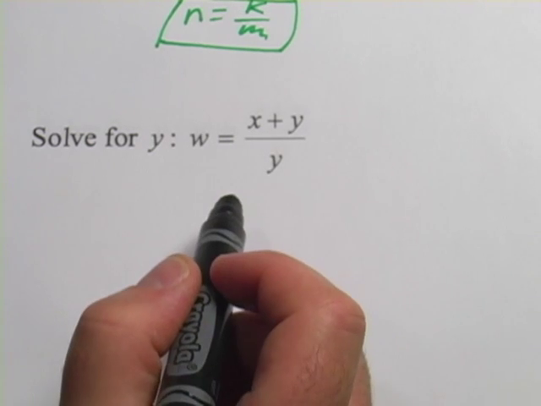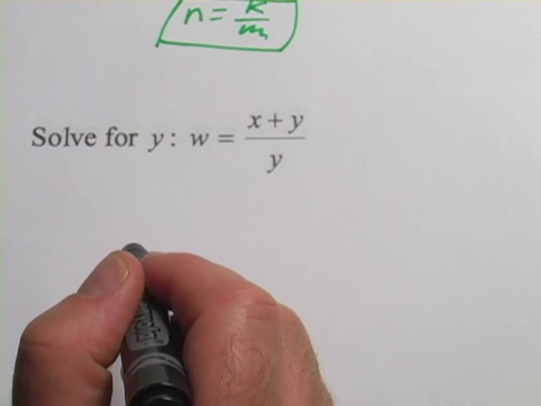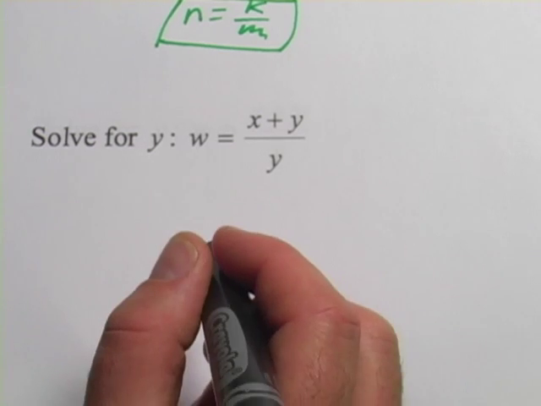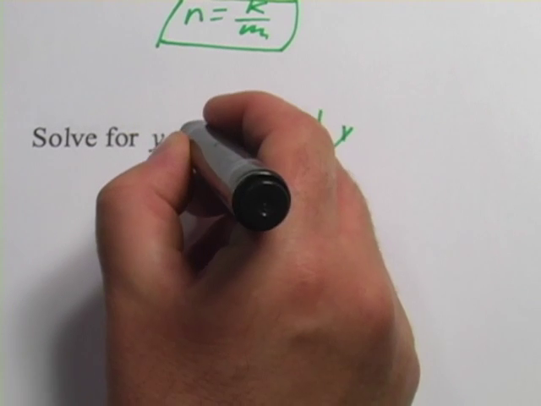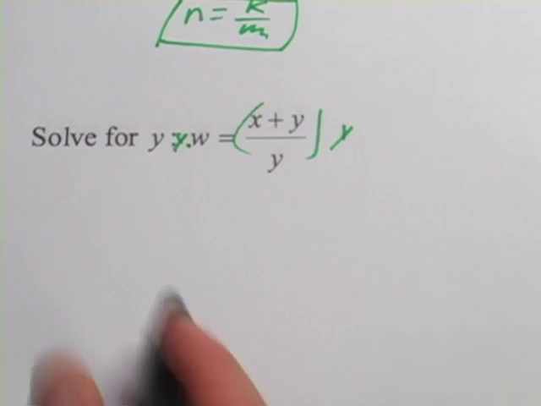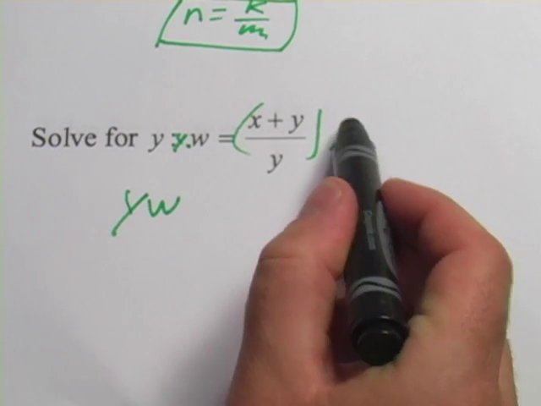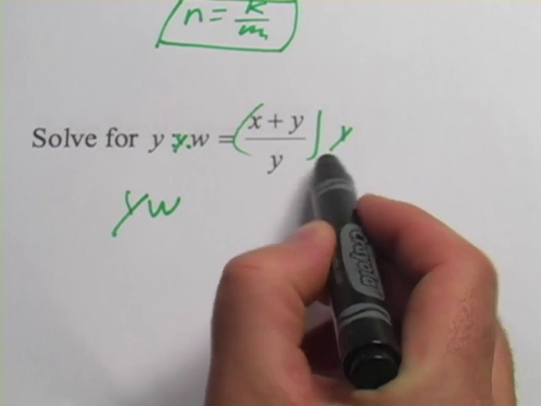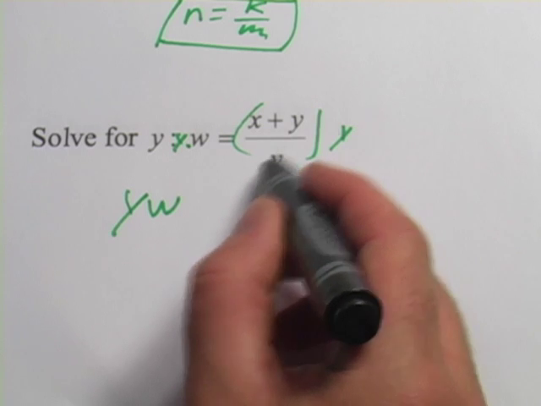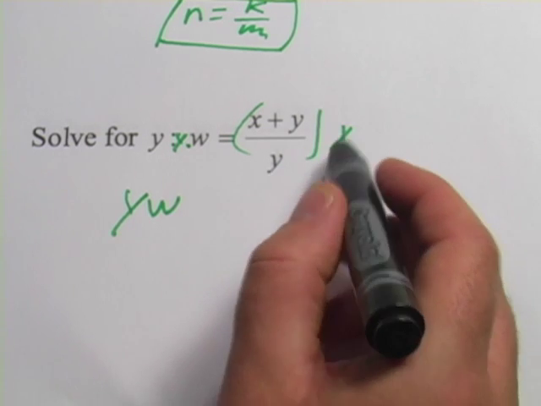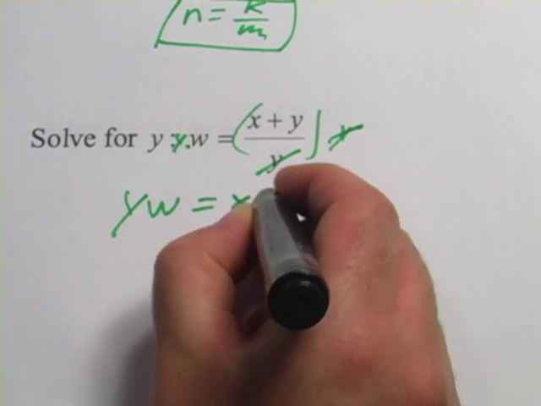When you see a problem like this, where you have a fraction, you want to try to get rid of the fraction first. So what I'm going to do is multiply both sides by y first. So y times w is just going to be yw. This whole thing multiplied by y, well, this y and this y are going to cancel out. It's like you're dividing by y and then multiplying by y. It's like you're undoing it. So that disappears and just leaves what's on top of the fraction, x plus y.